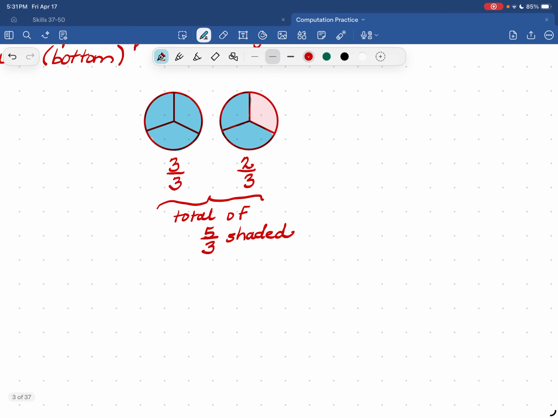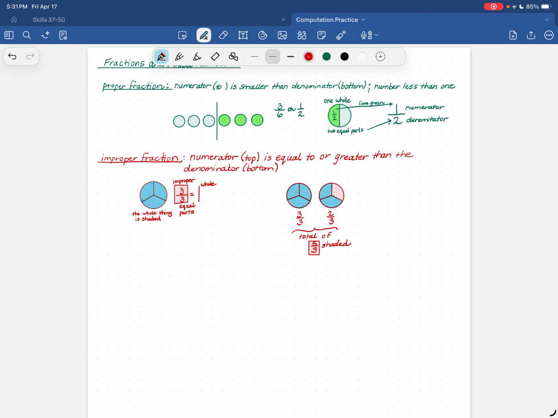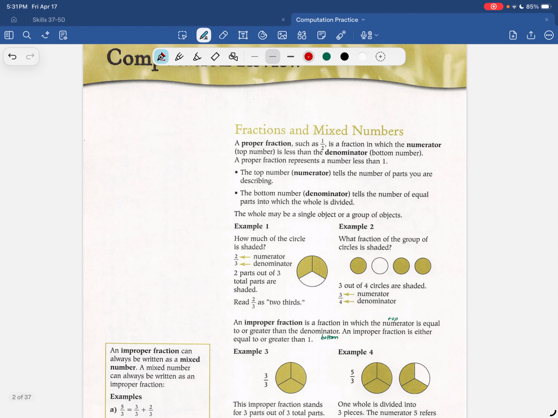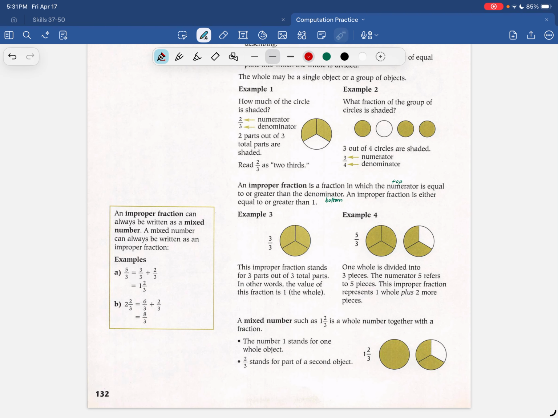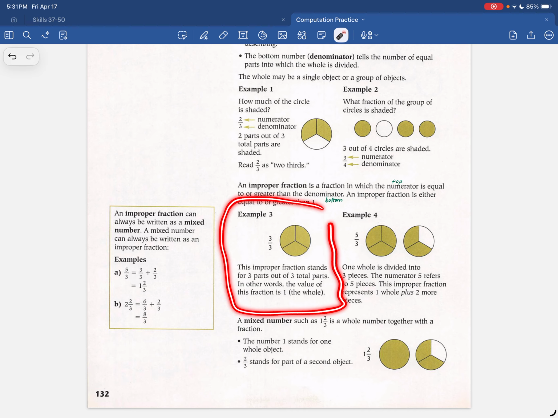And that is definitely an improper fraction because that numerator is much bigger than the denominator. So both of those are examples of improper fractions. And let's look back at our examples here because they do give us some good information. Let's look at this one, example 3. This improper fraction stands for 3 parts out of 3 total parts. In other words, the value of this fraction is 1. It's the whole thing.